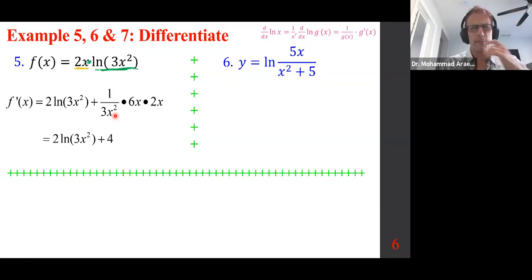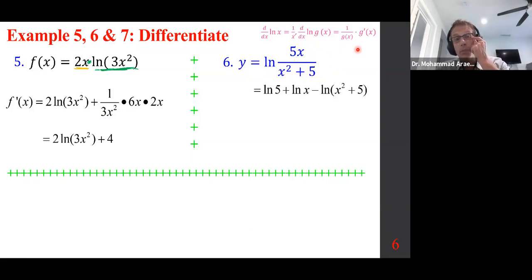We did this question, number 6. Natural log can be simplified into natural log of the top minus natural log of the bottom, and then natural log of the top, ln 5x, is ln 5 plus ln x. So the top gives us ln 5 plus ln x minus ln of x squared plus 5. It's a combination of a product and quotient rule when it comes to logarithmic functions. This is algebra.